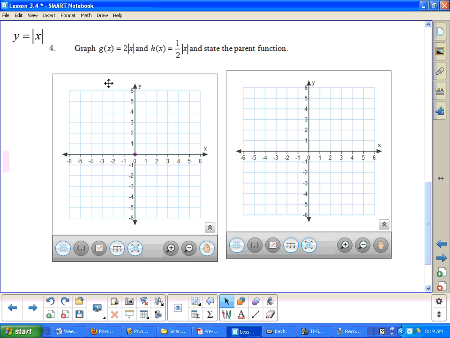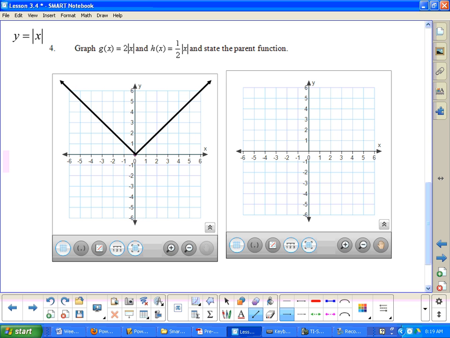All right, anyway. Absolute value of x looks like this. Over 1 up 1, over 2 up 2, over 3 up 3, both directions. Okay, there's the absolute value of x. So if I say 2 times the absolute value of x, since it's out in front of the absolute value sign, that means I'm taking all of the y values and I'm going to double them.